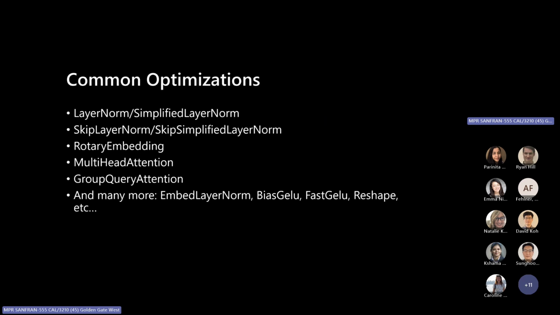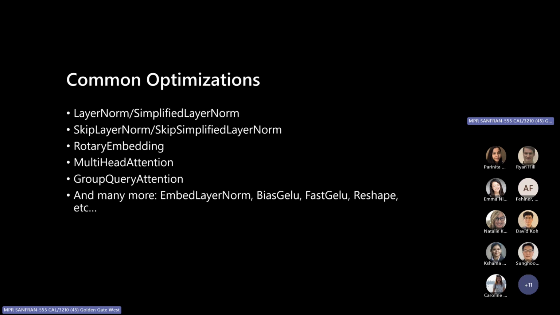And so a lot of the common optimizations that we see externally are as follows. Layer norm or simplified layer norm, skip layer norm and skip simplified layer norm. The difference between those two is an additional skip input and output. Rotary embeddings, multi-head attention, group query attention, and a ton more. I mean, the list goes on. And new optimization opportunities keep coming up as new models get released, new architectures, new modifications are made. And so to keep up with that, we have that external optimization script.